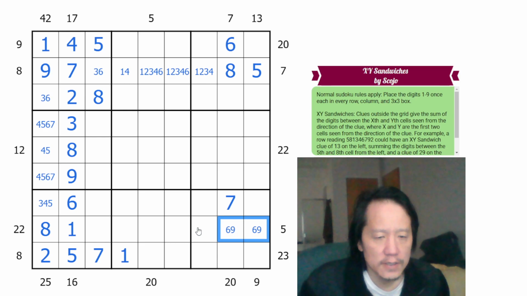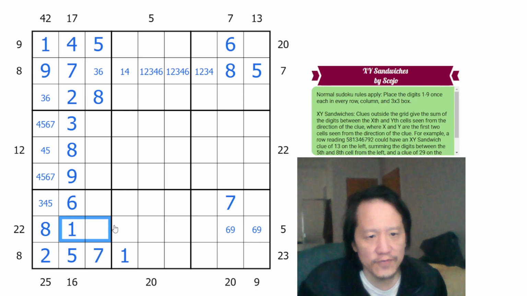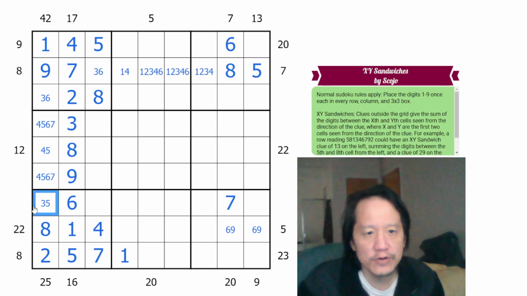Outside. Since it's 6 and 9, that means these 2 digits must add up to 5. So therefore, this must be a 4. So this can't be 4. That's a 3 or 5. This is 3 or 5, but it can't be 5. So therefore, this is 3 and this is 5, which forces this to be 4.